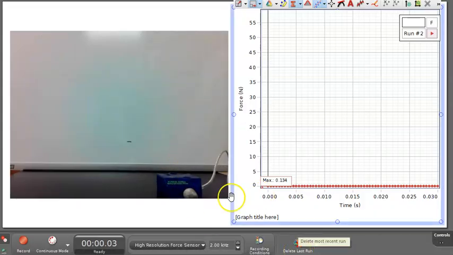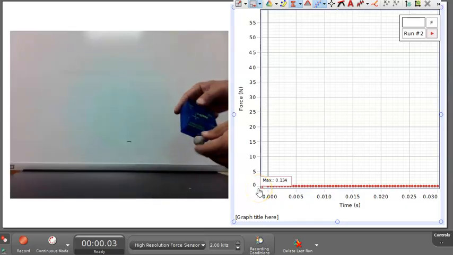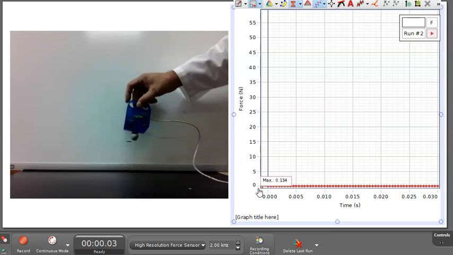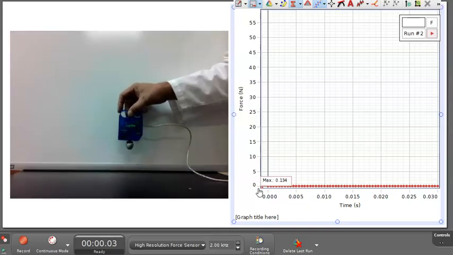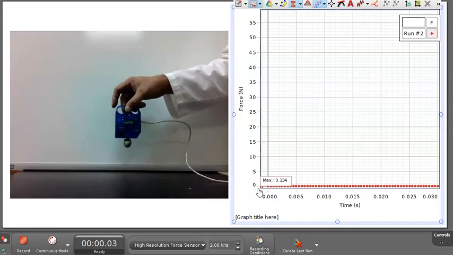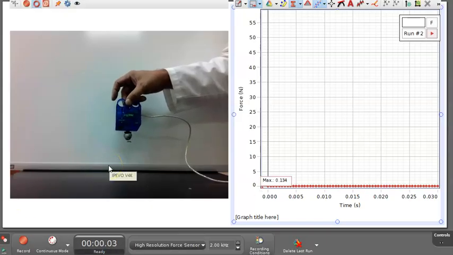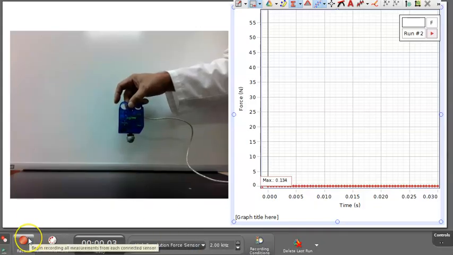And there's another possibility here that I haven't taken into account. So let's reset this. Zero the sensor. I'm going to bring it away from the whiteboard so that I can see it better. There we go. And again, we're going to drop it from about 9 centimeters.